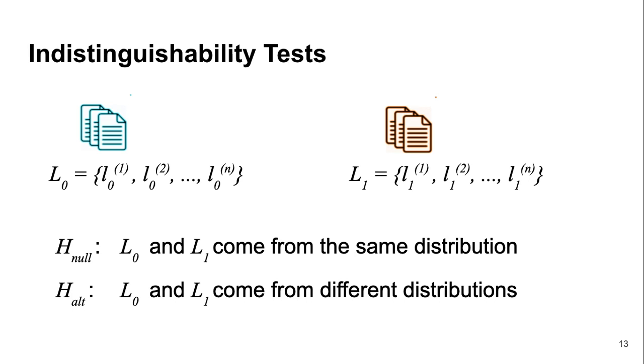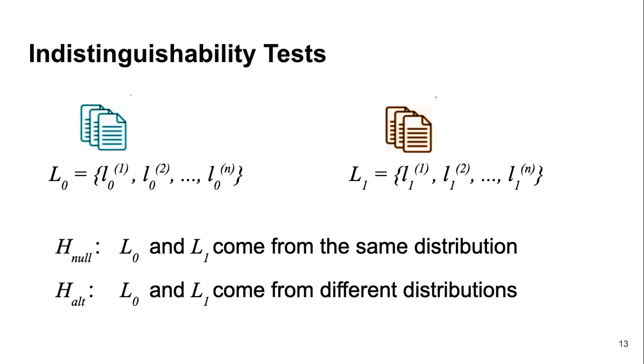Then, how do we design the indistinguishability tests? Suppose we have two sets of parsed log files, L0 and L1. Both L0 and L1 contain n log files collected by repeatedly running the same program n times. L0 is collected with the sensitive property equal to S0, and L1 is collected with the sensitive property equal to S1. Then we can test the indistinguishability property with the following hypothesis tests.